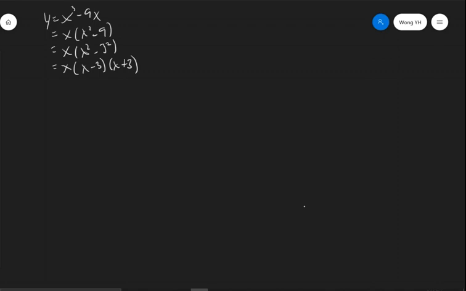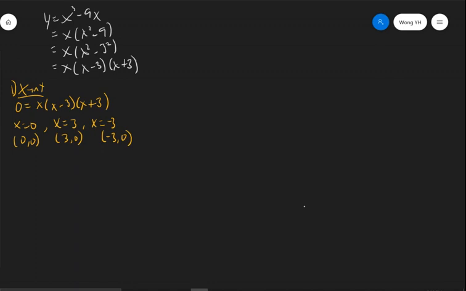And then the second step, the first piece of information that you can find out from the function, is the x and y intercepts. We start with the x-intercept first. To find the x-intercept, we set y equal to 0. So x times (x minus 3) times (x plus 3) equals 0. Do it one by one. We get x equal to 0, next x equal to 3, and the third one x equal to minus 3. So we have these three points: (0, 0), (3, 0), and (minus 3, 0). That will be your three x-intercepts.